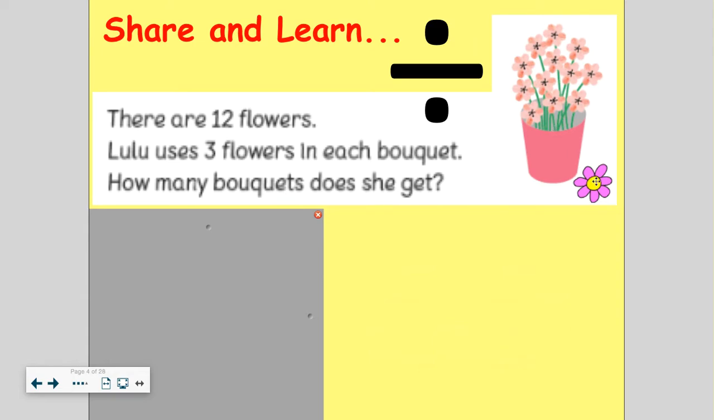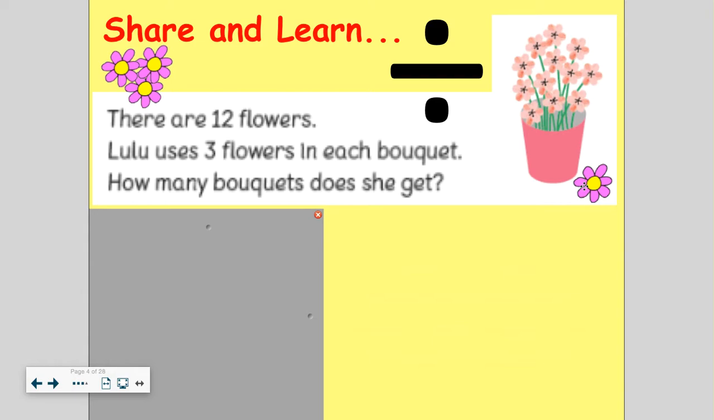Well, I'm going to make one bouquet. 1, 2, 3 flowers. That's one bouquet. But we've only used 3 flowers, not all 12 of them. I wonder if you could have 12 objects and see if you can group them into threes and see how many groups you will have. Pause the video to explore this.